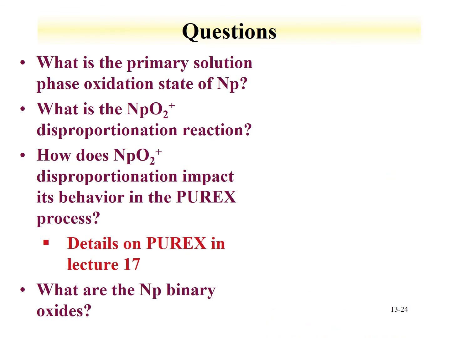And then finally, another example of a question is, what are the neptunium binary oxides? Unlike uranium, where we saw many uranium oxide species, for neptunium we only see 2, this Neptunium-5 Np2O5 and this Neptunium-4 NpO2 compound.